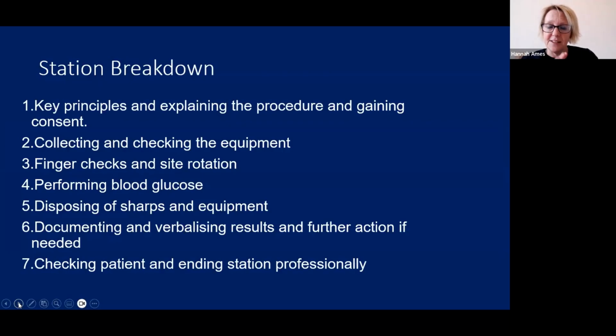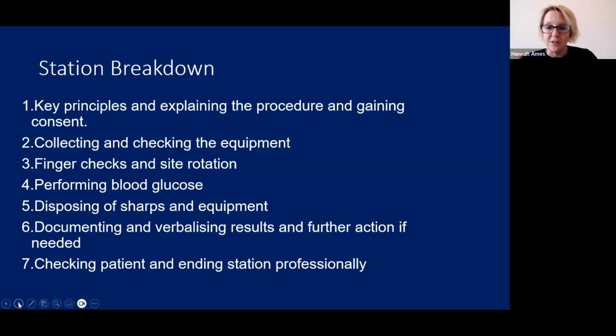So how would I break this station down into those memorable steps so we can get through it in the time? Obviously key principles, explaining the procedure and gaining consent, checking and collecting your equipment. You need to do your finger checks, rotate the site and ensure the finger is clean. You obviously need to complete that blood glucose correctly. You need to dispose of your sharps correctly as well, okay? Not disposing of your sharps or unsafe sharps management will be a critical fail.